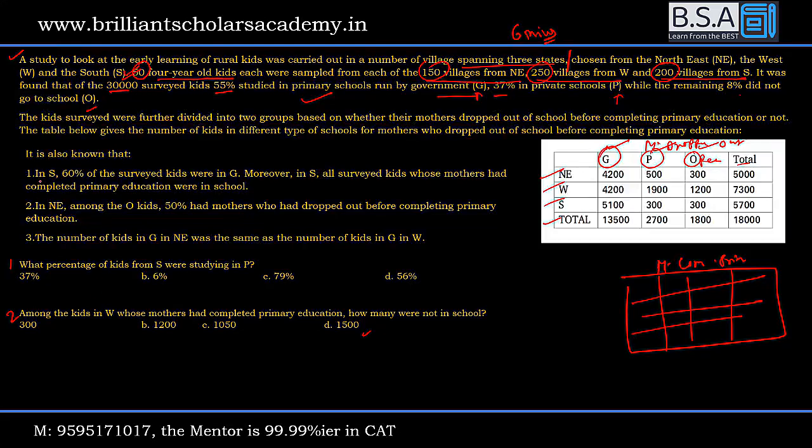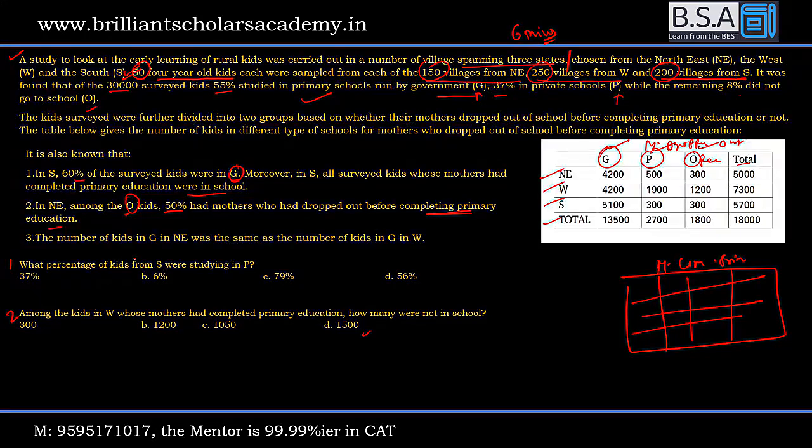Then the hints are: in S, 60% of the kids surveyed were in G. Moreover, in S, all the surveyed kids whose mother completed primary education were in school. In Northeast, among the O kids, 50% had mothers who had dropped out before completing primary education. Here many people will feel overwhelmed that there is a lot of data, mothers completing education, children dropping out. So you slow down and break it down into smaller chunks.